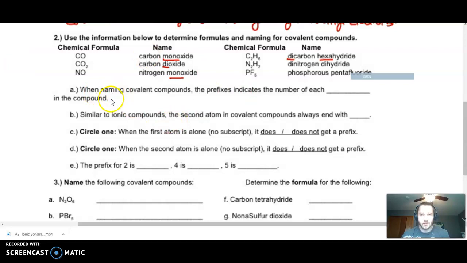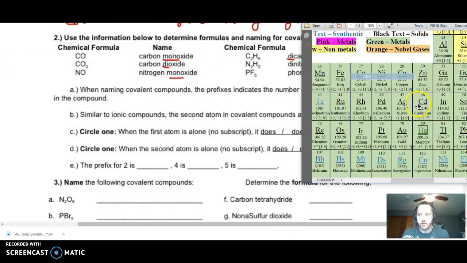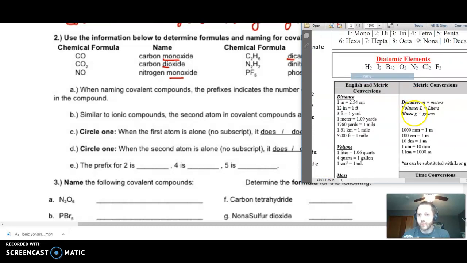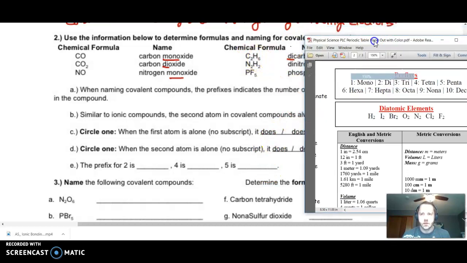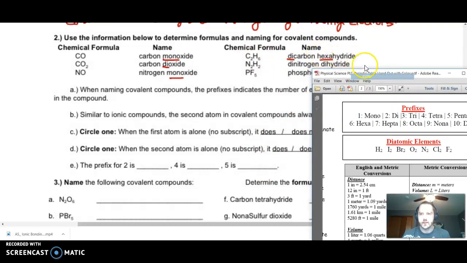So I think what that's telling us is di. If we look at our periodic table and go to the back of it, we can see our prefixes here. Oh, di is 2, and that formula tells us C2. And then it says hexahydride, well, hex is 6, H6. Oh, so it tells us the number of each. And you can say atom, or I would accept atom or element in each compound.